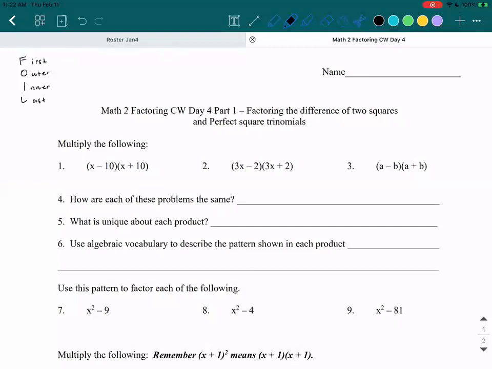So we're going to multiply the first terms of these two factors, the x and the x. That gives us x squared. Then we're going to do the O in the FOIL. O stands for outer. That means the x multiplies with the 10. That will give us plus 10x.